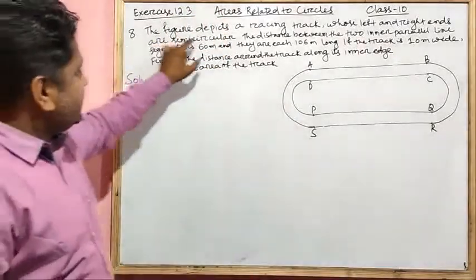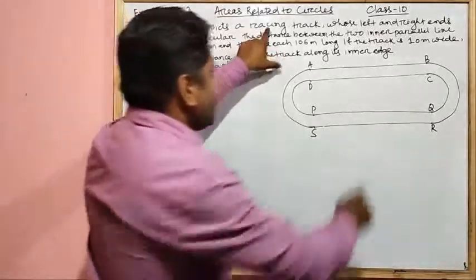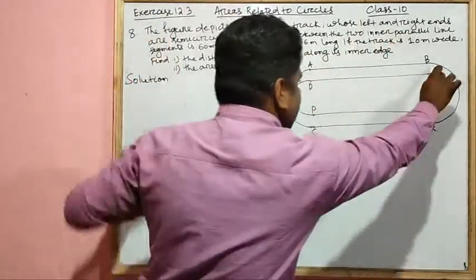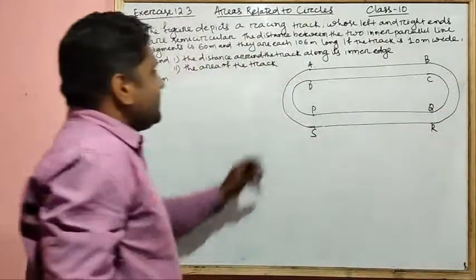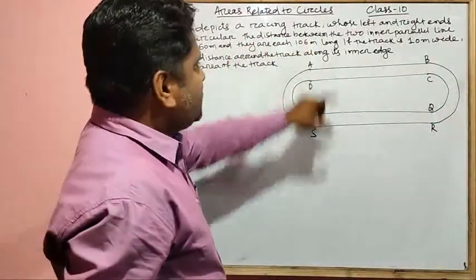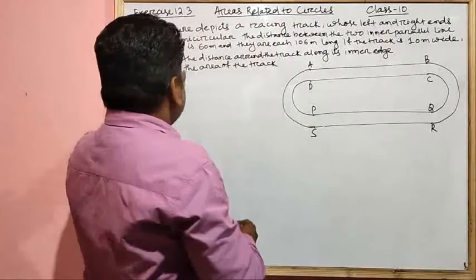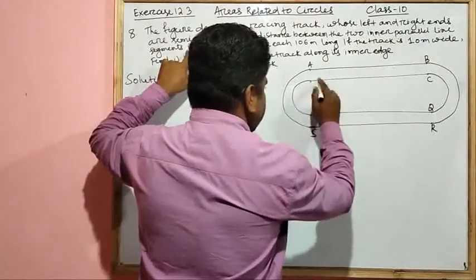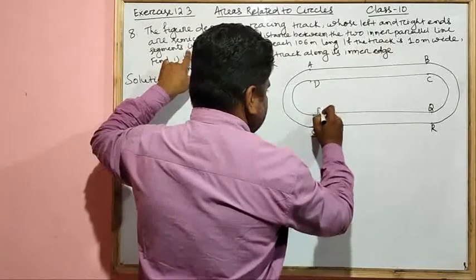The question is, the figure depicts a racing track whose left and right ends are semicircular. This is semicircular and this is semicircular. The distance between the two inner parallel line segments is 60 meter. This line is 60 meter. Let this point be D and this is B.